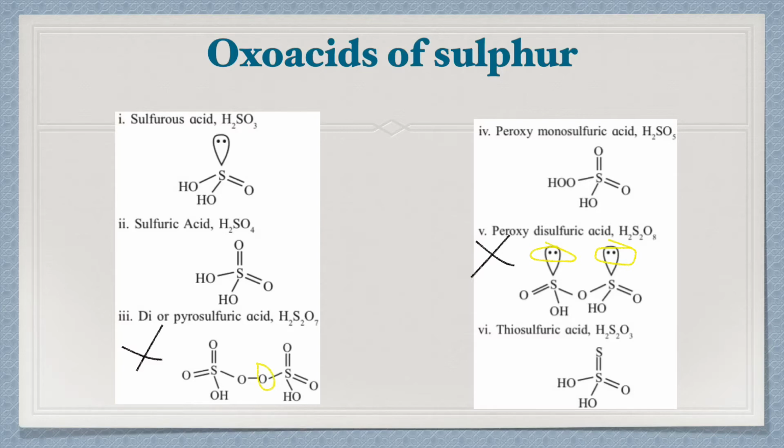If you count the number of oxygen in this structure, it is 8. Just count 1, 2, 3, 4 in one, and the other also is 4. That means it is coming to be 8. So the structure over here is wrong.